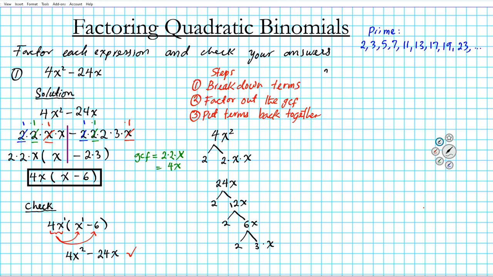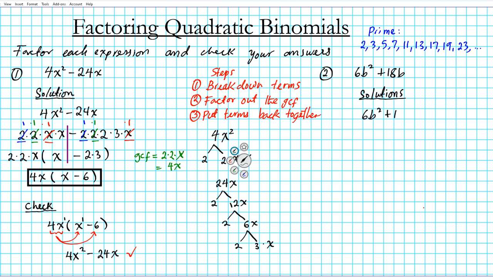All right, so question 2, what if we have the quadratic binomial 6b squared plus 18b? The task is to factor and check. We're going to be using the same steps that we used for number 1 here.